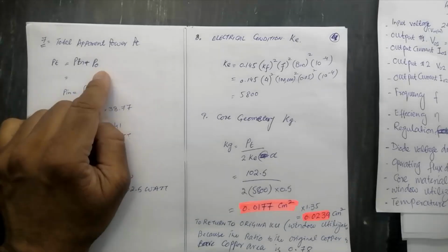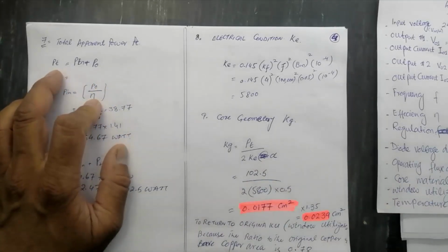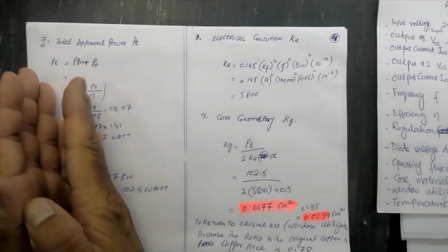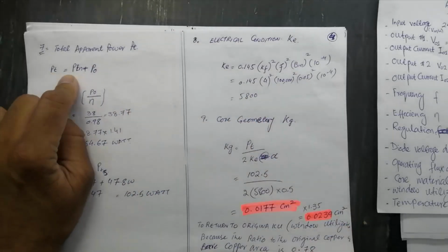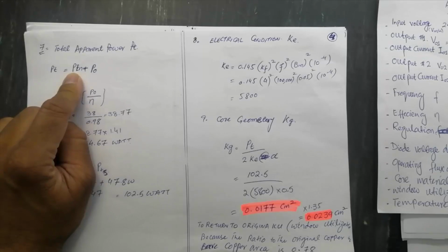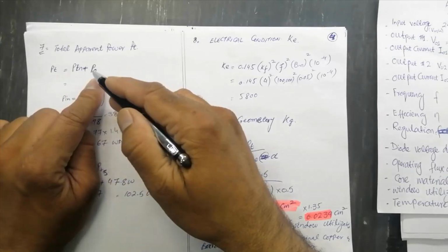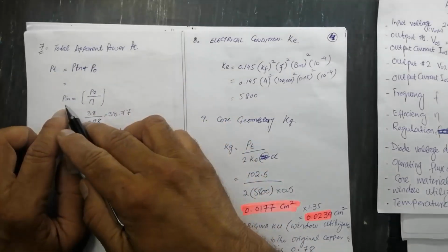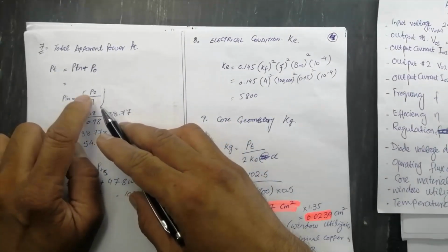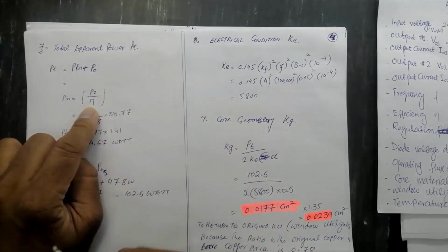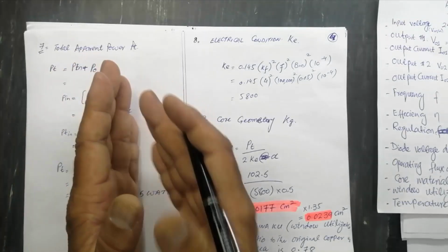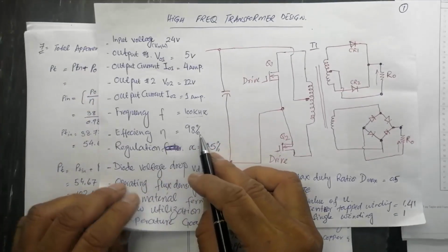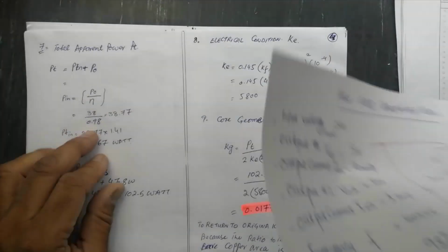This was only secondary. Now we have to calculate the total power from the input side and output side. PT is equal to P in, the input side, primary side power, plus P out. P in is equal to P out over efficiency. As we discussed, we need 98% efficiency. So the efficiency of the transformer will be added.